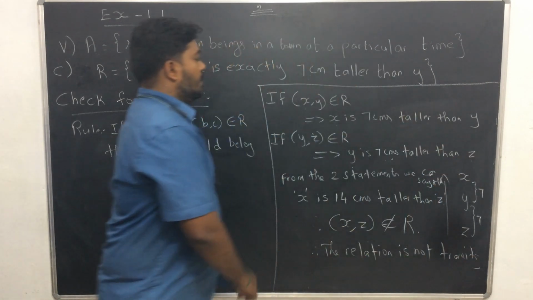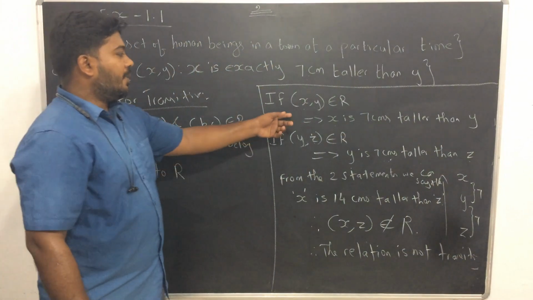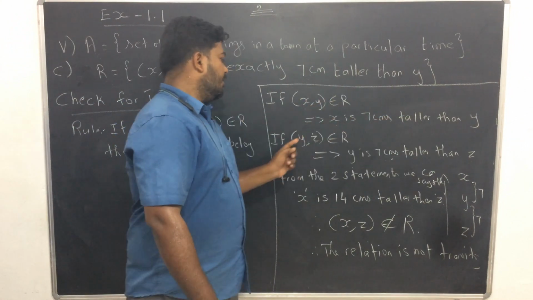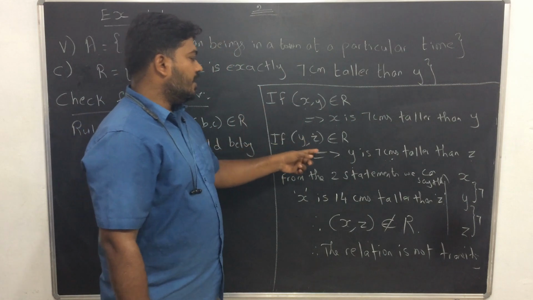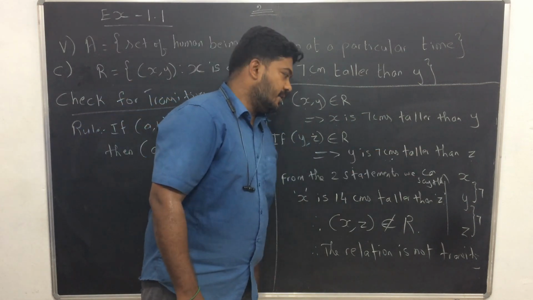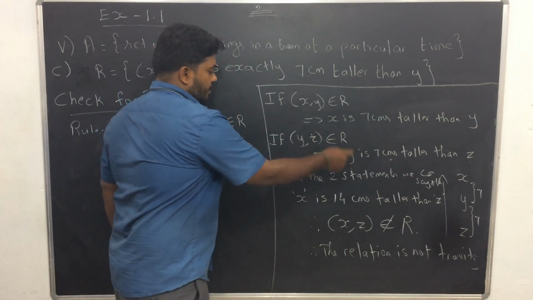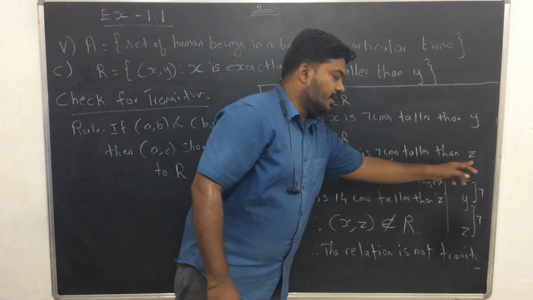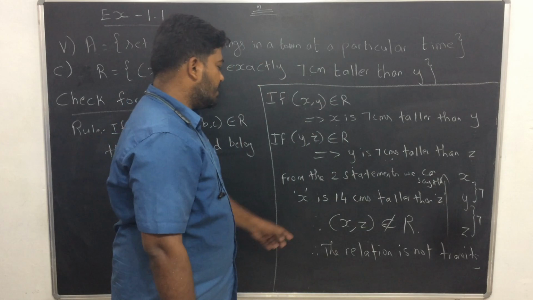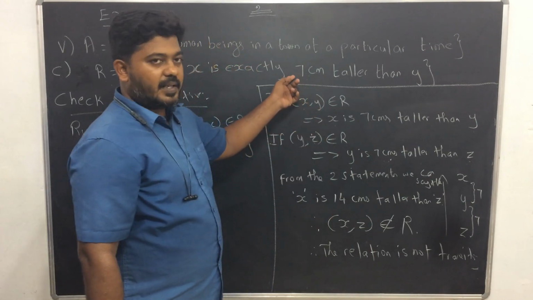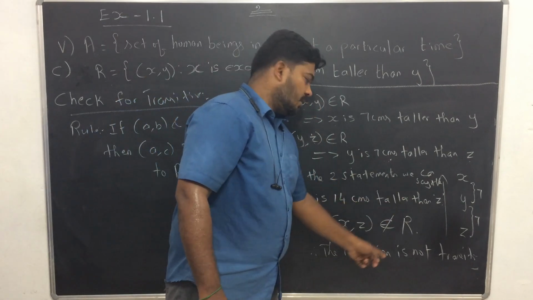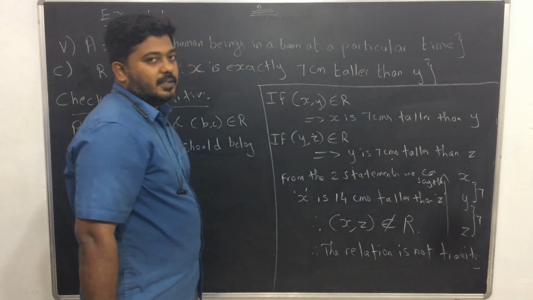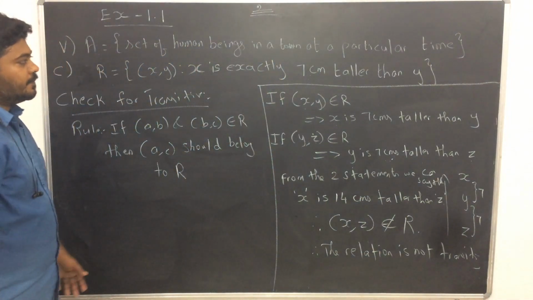Okay. So now we started with x comma y. If x comma y belongs to R, then x is 7 centimeters taller than y. If y comma z belongs to R, then y is 7 centimeters taller than z. Now from these two statements, we could conclude that x is 14 centimeters taller than z, which doesn't satisfy the condition for the relation. Therefore, x comma z will not be in the relation. Therefore, this relation is not transitive.